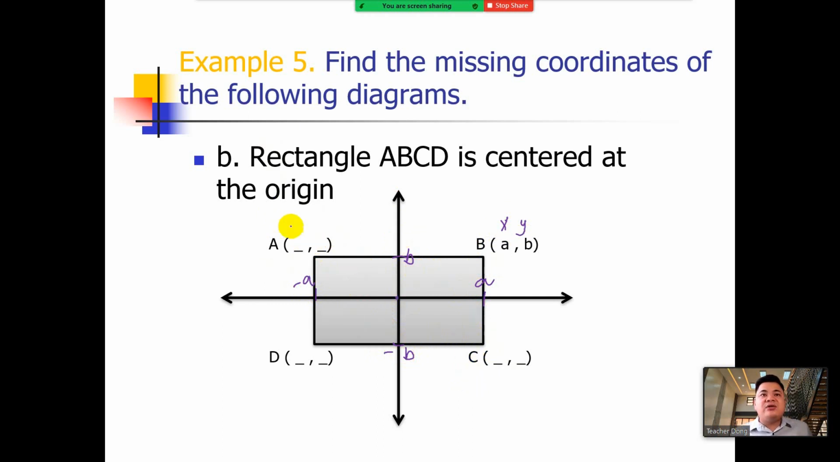So for point A, your x is negative a and your y is b. Negative a and b. And then here below, point D, your x is negative a and your y is negative b. And then for point C, your x is a and then your y is negative b.